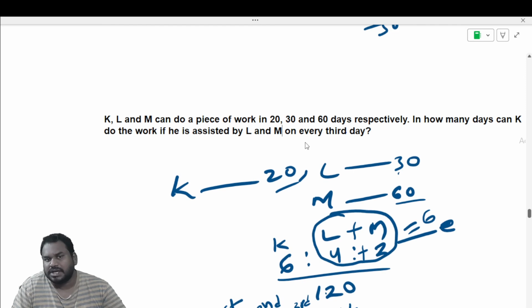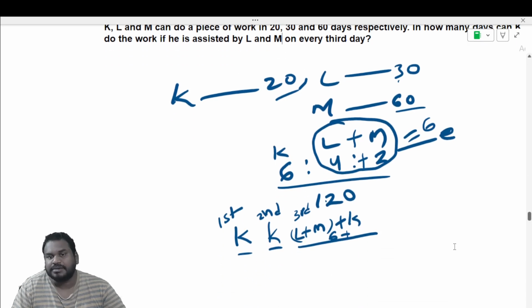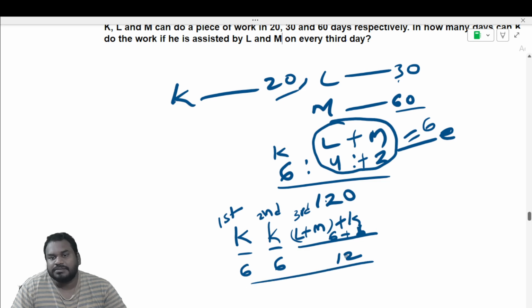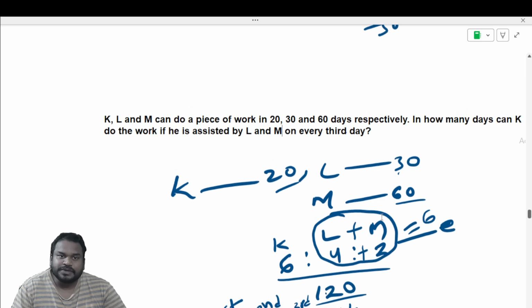Okay, because K is assisted by L and M, K is also there. K's efficiency is 6 and already L plus M is 6, so it is 12 on the third day. On the first day K worked, and on the second day also K worked. So till here, how many completed? 24 completed. But we need 120. Okay.